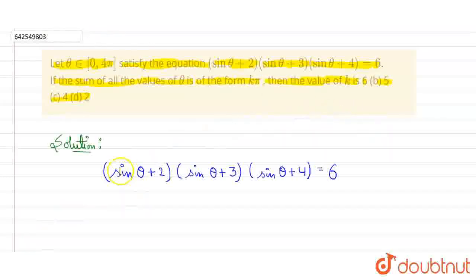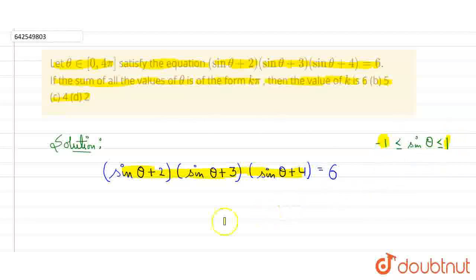Okay, so this is the given equation in the question. If we look closely at this equation, all the terms are in sine. We know that sine theta lies in this limit: the minimum value of sine is -1 and the maximum value is 1.